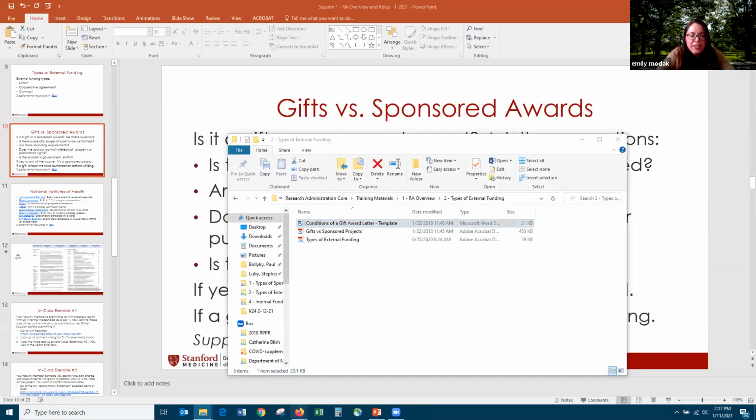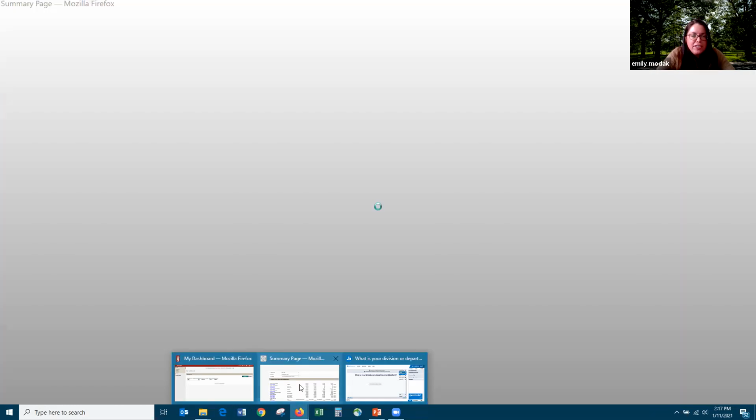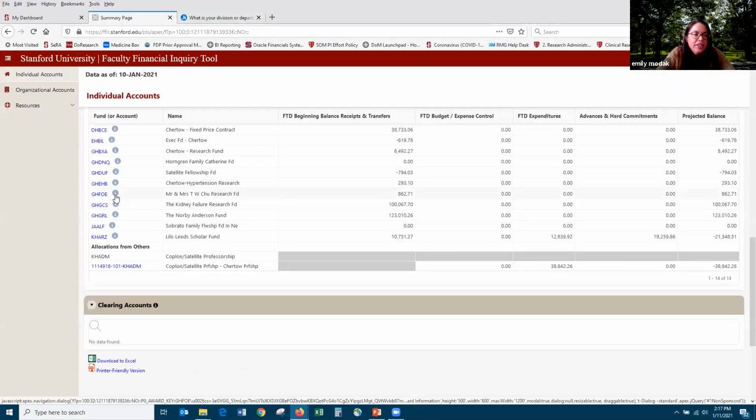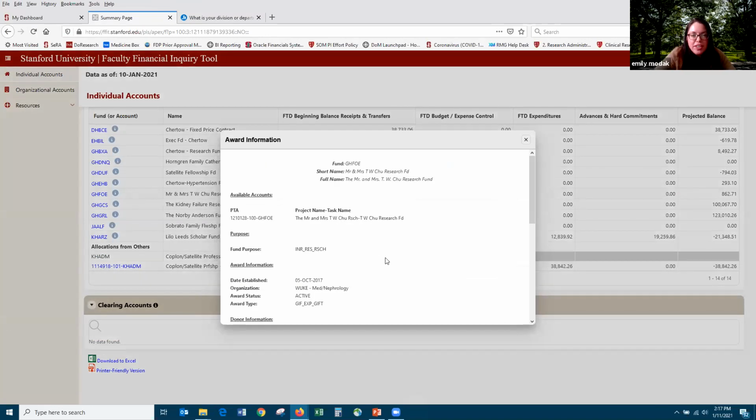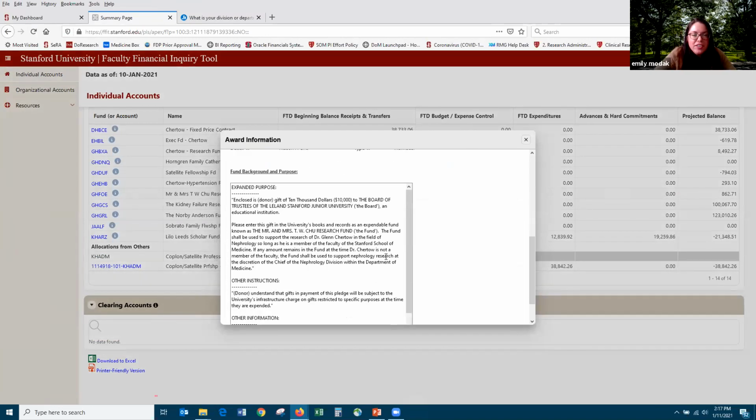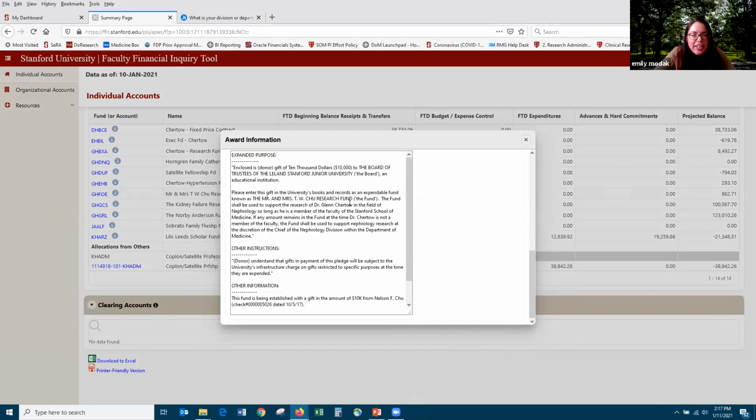So I did want to show you guys what a fund authorization looks like. You can either go into FFIT or BI, but here's an example of what a gift authorization says. Here's a very general one. This is one of our investigators in the Division of Nephrology. It says the fund should be used to support the research of Dr. Glenn Chertow as long as he's a member of the faculty.